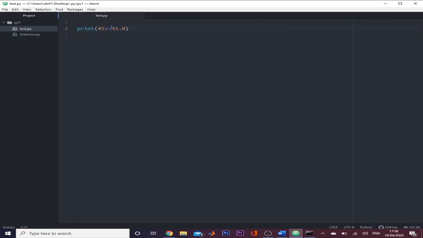Similarly, in this manner we can use these comparison operators in our if-else conditions to operate a certain code. We will see these conditions in the next video.